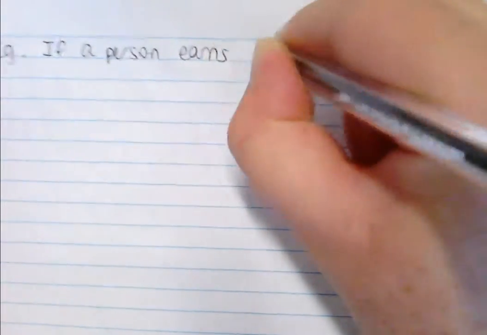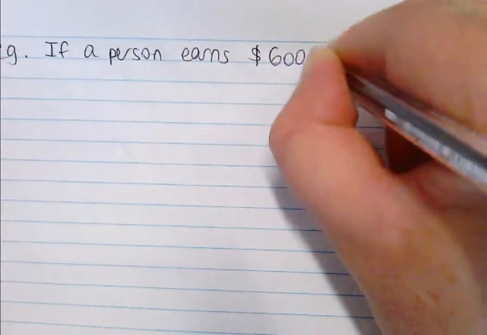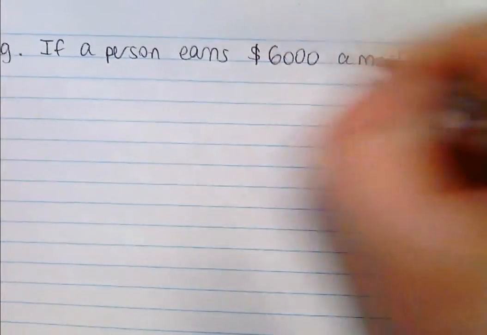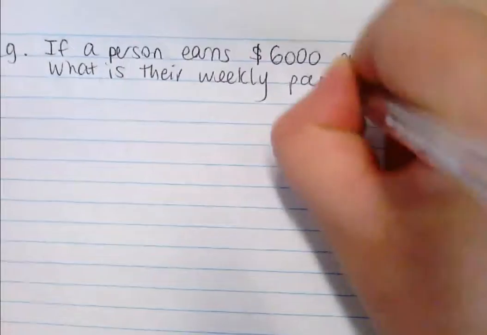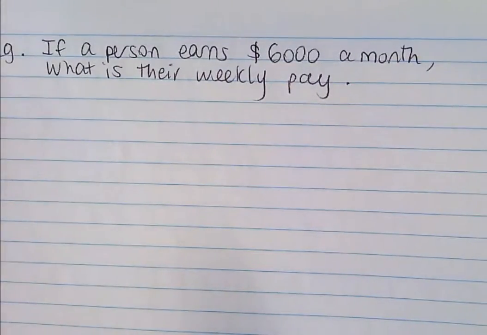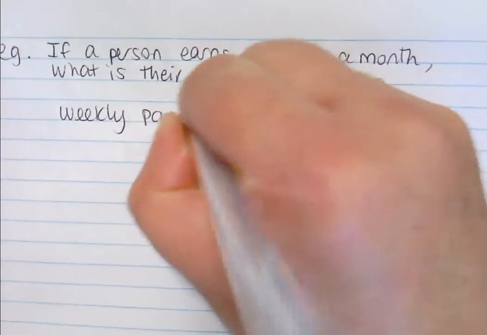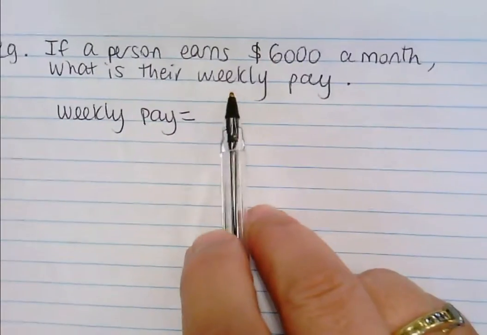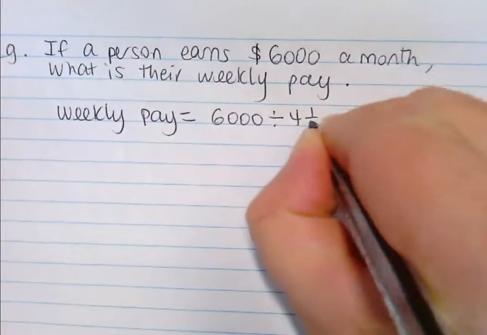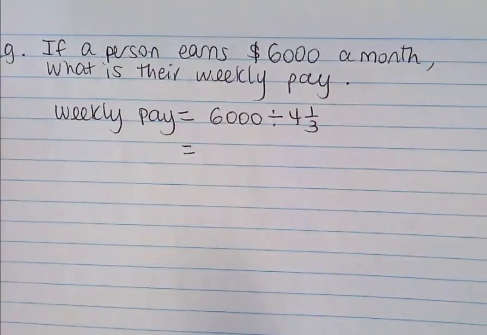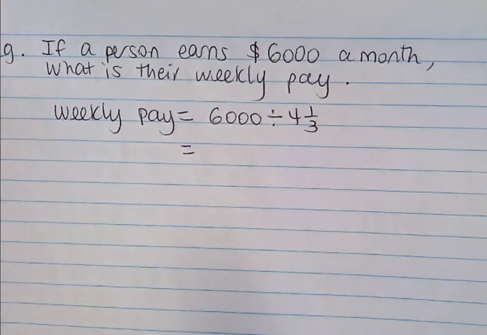If a person earns, let's say, $6,000 exactly a month, what is their weekly pay? Now we're going to do this two ways if you want. 4 1/3. So there is more than 4 weeks in a month. We do 6,000 divided by 4 1/3. Okay? And that's how we work out weekly pay from months.